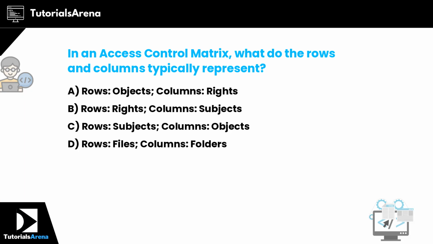In an access control matrix, what do the rows and columns typically represent? The correct answer is option C, rows, subjects, columns, objects.